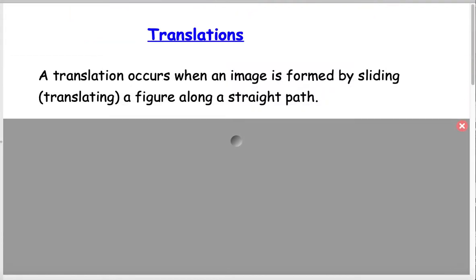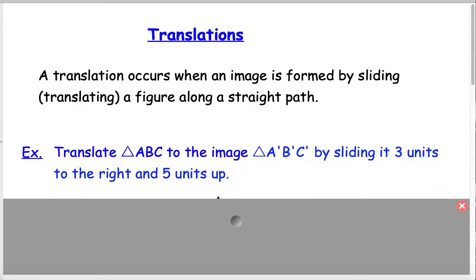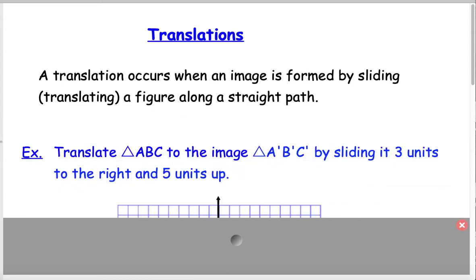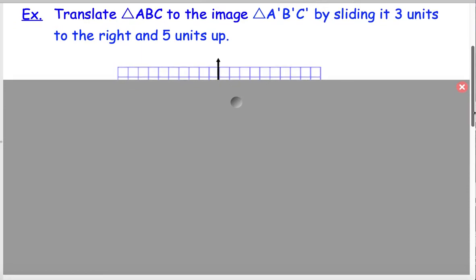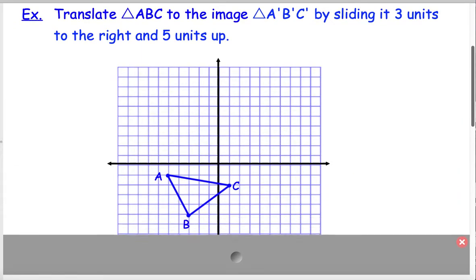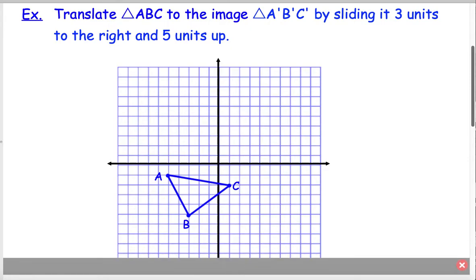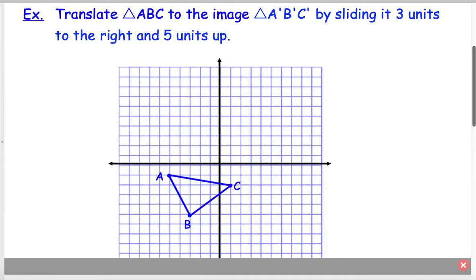So a translation occurs when an image is formed by sliding, or translating, the figure along a straight path. And we need a visual to really understand what I'm talking about here. So I want to translate triangle ABC to its new image. And the new image, we can't call ABC because it's different. So what we use, I'm drawing a little arrow here, is we use these little tick marks. And we call those prime. So A prime, B prime, C prime.